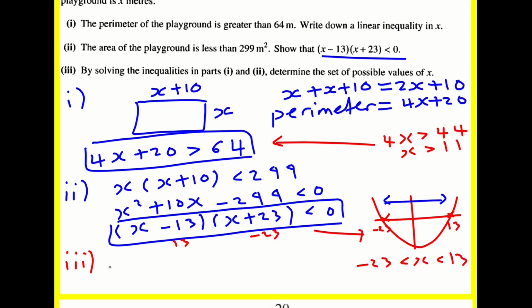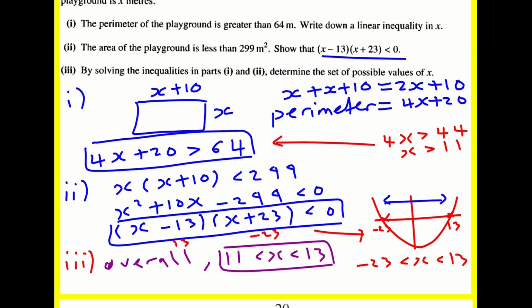So overall, I can bring this together. I need both of these to be true: x greater than 11 and minus 23 is less than x, which is less than 13. So overall, I'm going to have that 11 is less than x, which is less than 13. Now, if x was an integer, my only solution would be 12, but it doesn't say at the start of the question it has to be an integer. It could be 11.2, for example, so that's going to be my final answer.